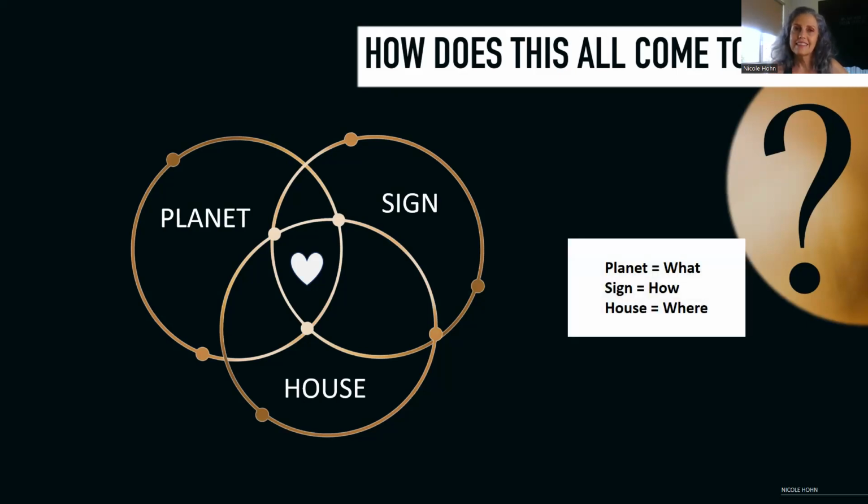So the planet is the what. It's what the evolutionary lesson is that you're learning. The sign is how you learn it, and the house is where you learn it. So you can see there are lots of moving parts putting the pieces together, and that's why astrology is such an individualistic representation of your soul and what you've come to learn around your life lessons.